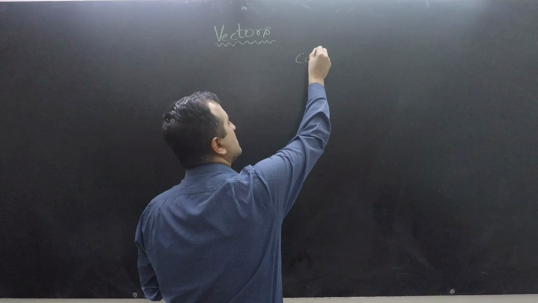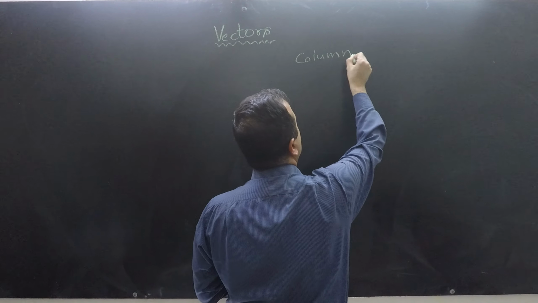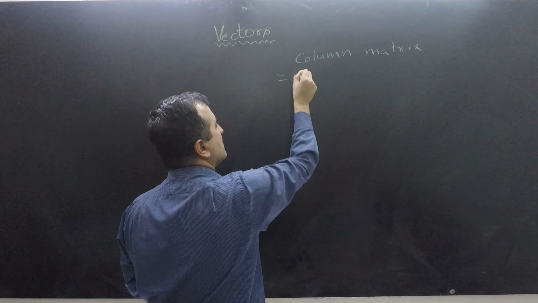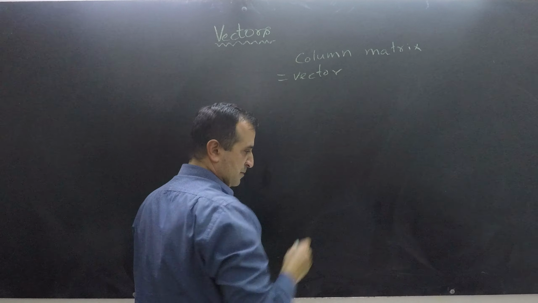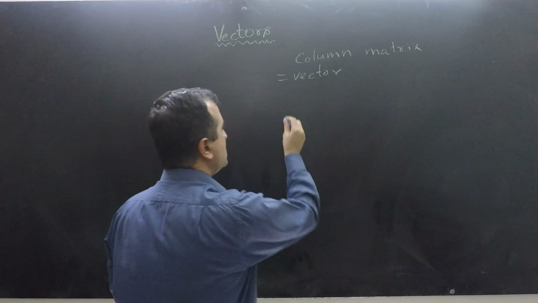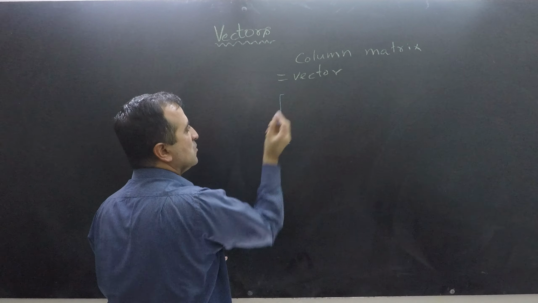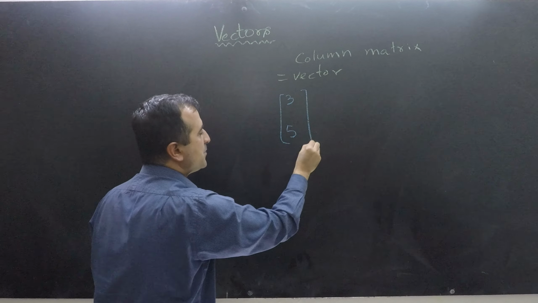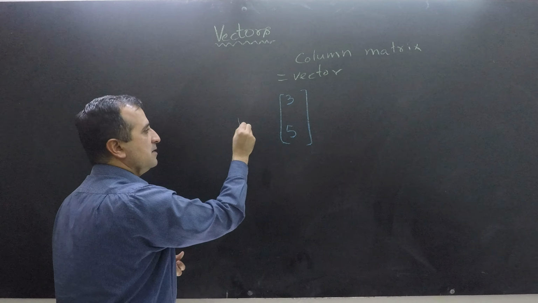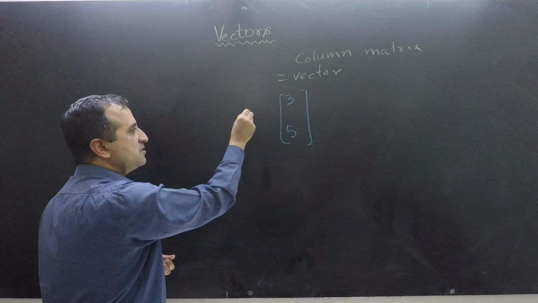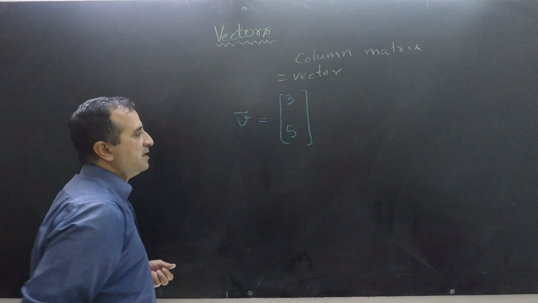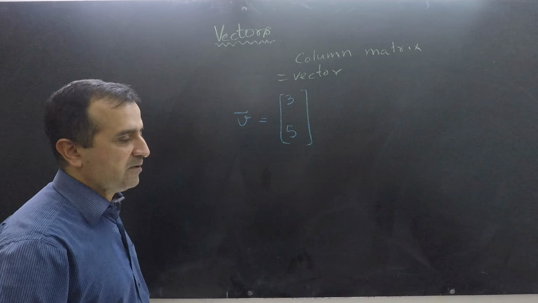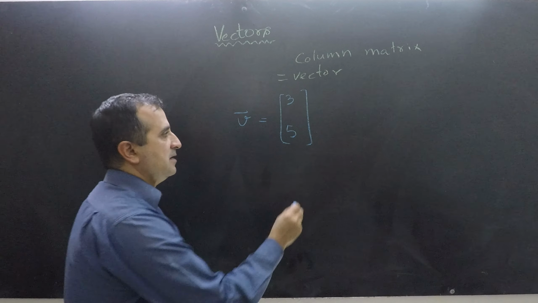So a column matrix is equal to a vector. The example is that this is a vector whose values are 3 and 5. This is a vector, and vectors are usually represented with small letters like v with an arrow sign over them. Sometimes we don't use the arrow sign, we use bold letters, but usually small letters with an arrow sign above them.